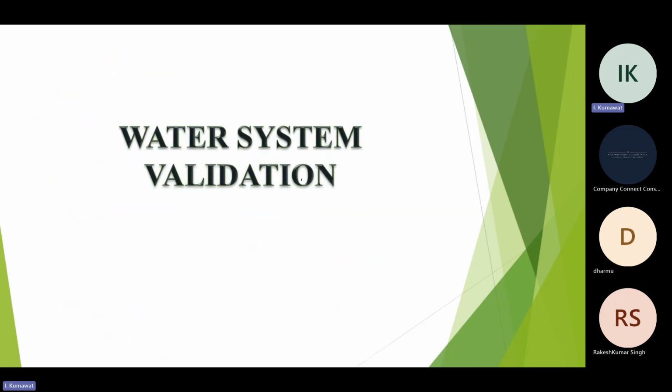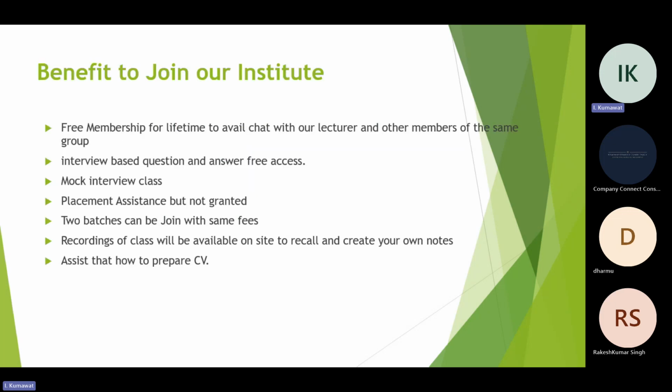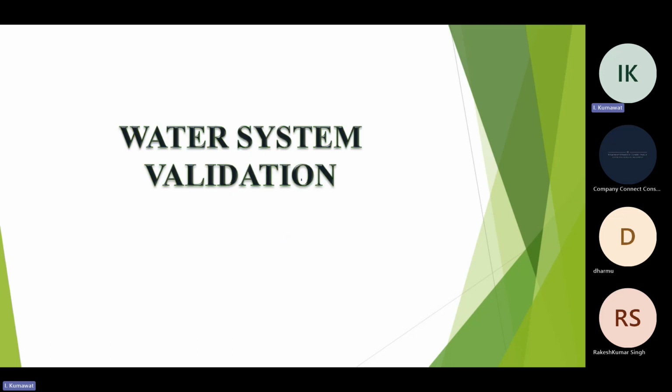So next is water system validations. In water system validations there are a lot of topics, like normal water, water for injection, potable water, and purified water. What is the source of water? What do we have to validate? Which types of testing have to be performed? Which types of treatments have to be done during water system validations? Everything we will cover in the water system part. This is just a brief introduction of all the topics we will cover.